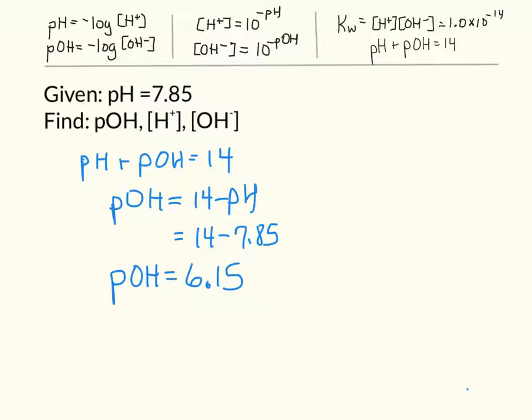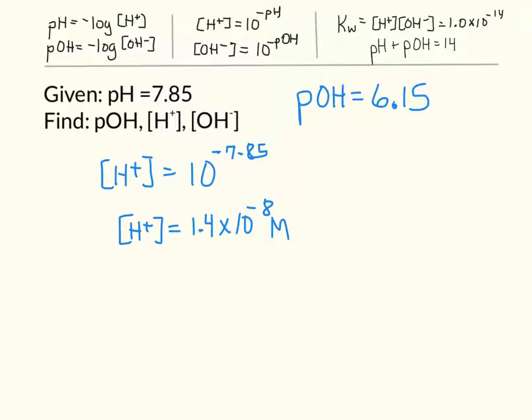To get the pOH, I use the relationship pH plus pOH equals 14. Taking 14 minus 7.85 gives us 6.15 for the pOH. To get the H plus concentration, I will take the relationship of H plus equals 10 to the negative pH. On my calculator, I hit the second log and then enter negative 7.85 and hit enter, and I get the hydrogen ion concentration of 1.4 times 10 to the negative 8th molar.